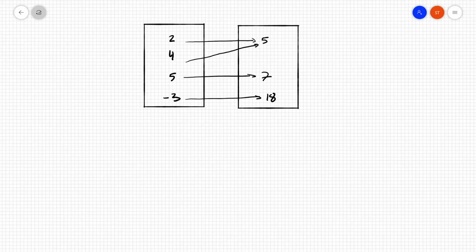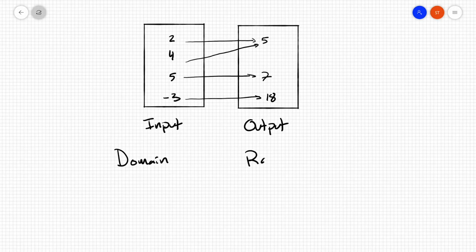Alright, so I've got a little made-up function here, and I want to talk about vocabulary. I've been using the words input and output to talk about these two sets. Some more official vocabulary is the input. The set of all the inputs is called the domain, and the set of the corresponding outputs is called the range.